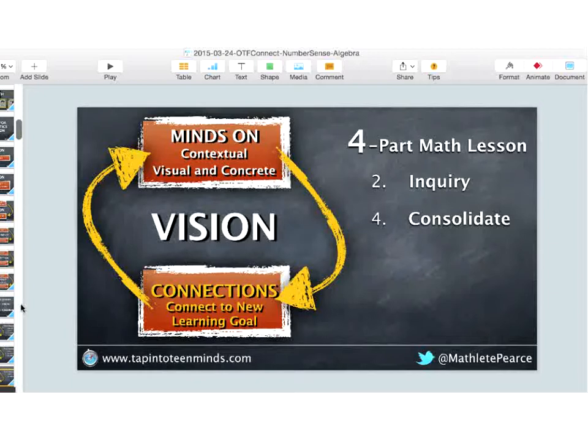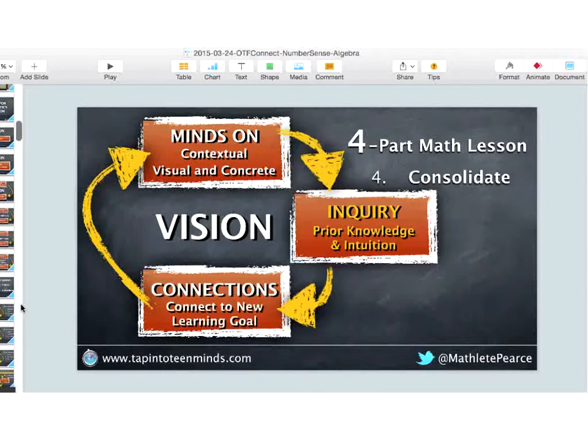For the inquiry piece, what we want to do is merge that in and get students working towards a new learning goal using their prior knowledge and their intuition. I very rarely use the word prior knowledge with my students. I'm typically talking to them about intuition. So prior knowledge and intuition is something that I'm finding to be very, very valuable.